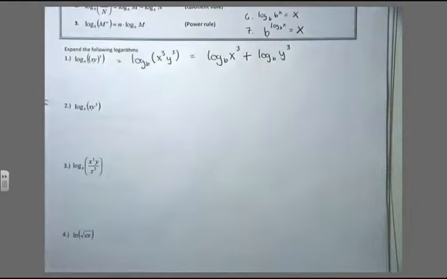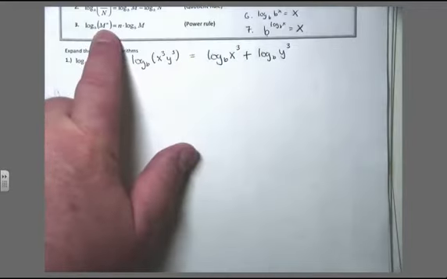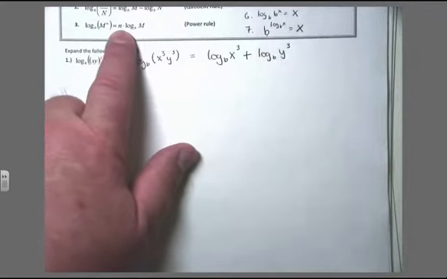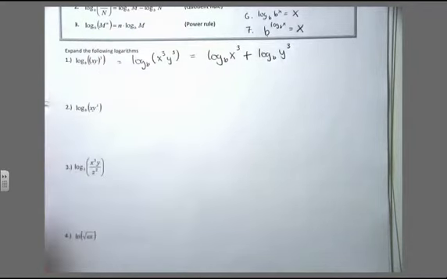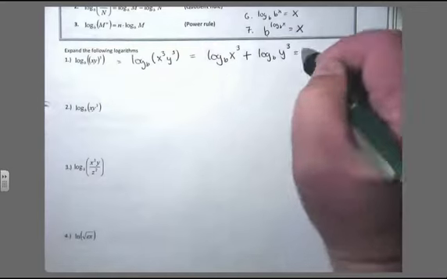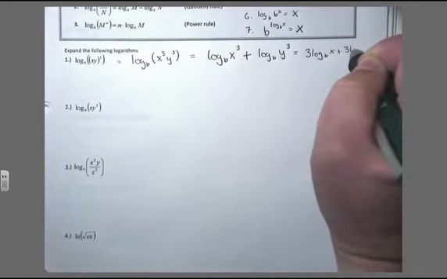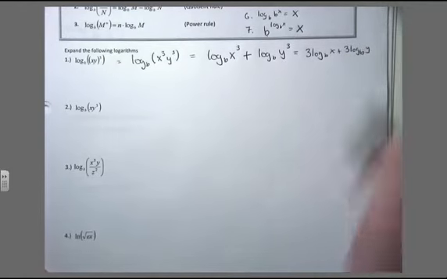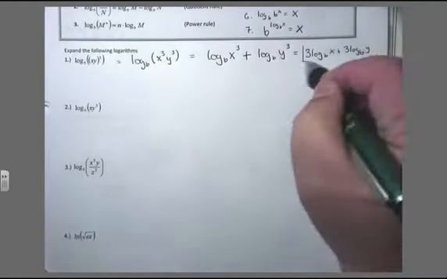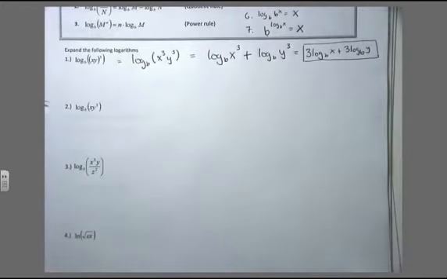But we're not done cleaning it up yet. Log property number 3. Where do powers get to go when you have a log in front of it? Log base b of m to the n, powers get to go out front. n times the log base b of m. So these powers get to go out front, and I get the answer 3 log base b of x plus 3 log base b of y. This is the simplified version of what log base b of x times y cubed is.